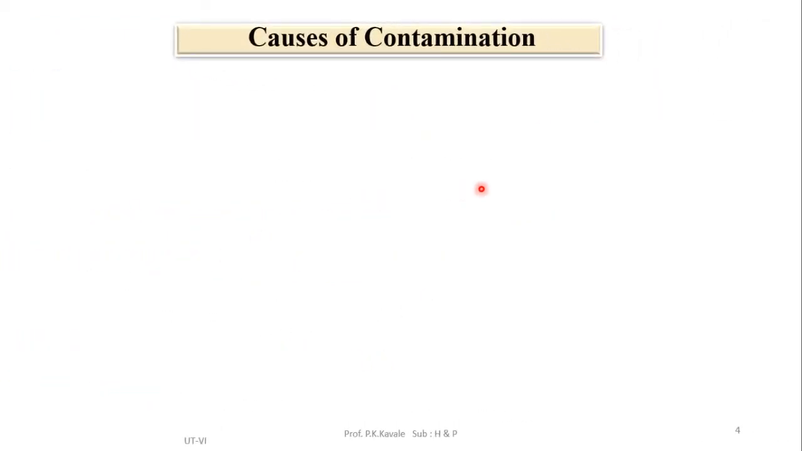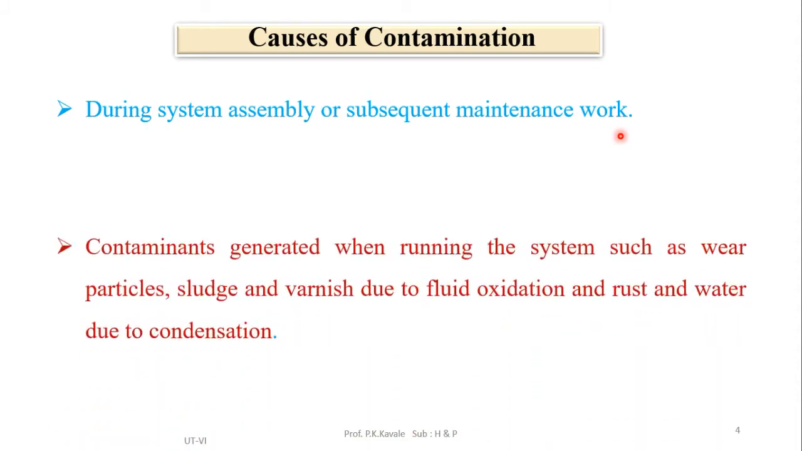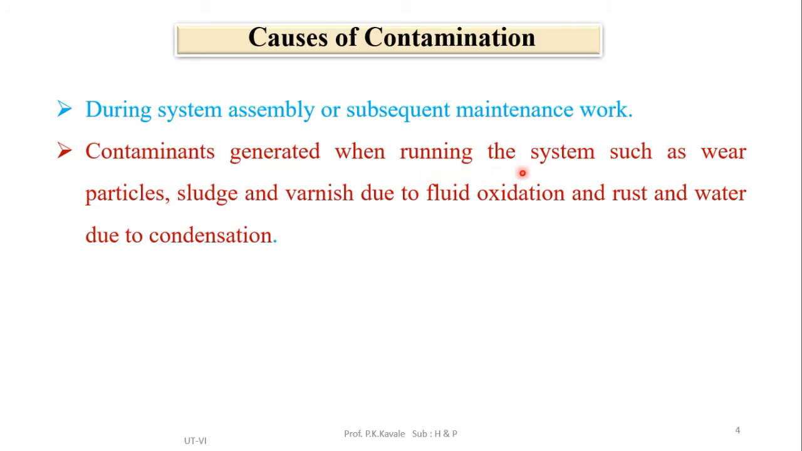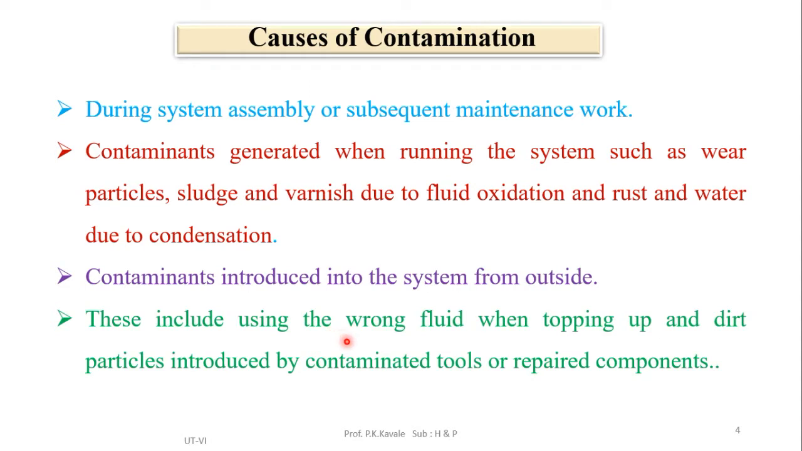So what are the causes of contamination? During system assembly or subsequent maintenance work, contaminants are introduced into the system. Contaminants are generated when running the system, such as wear particles, sludge due to fluid oxidation, rust, and water due to condensation. Contaminants are also introduced from the outside. This includes using the wrong fluid when topping up and dirt particles introduced by contaminated tools or repair components.